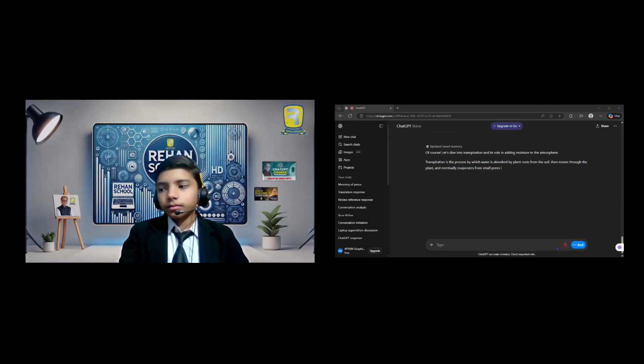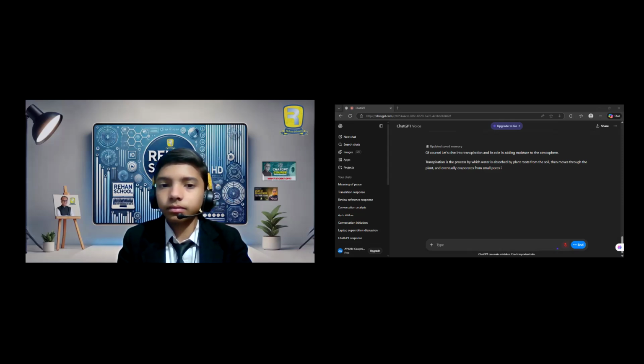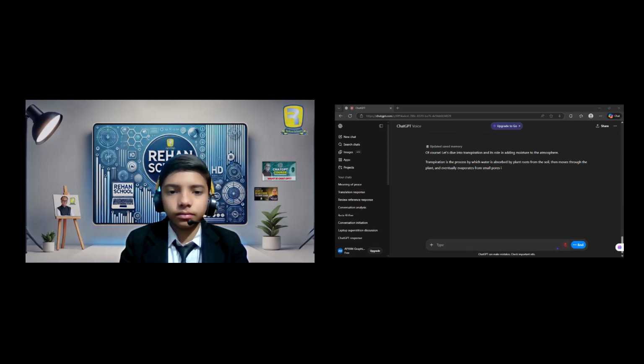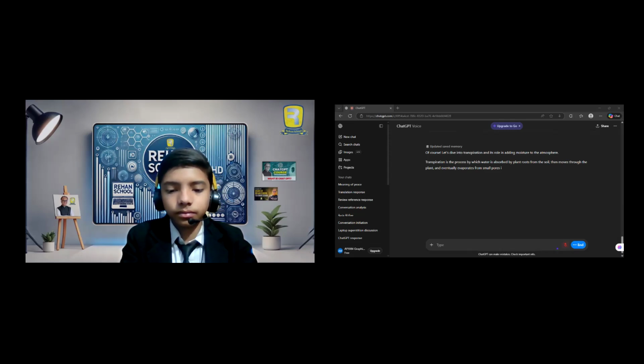Now let's consider the impact of transpiration on the atmosphere. When plants release water vapor, they contribute significantly to the humidity of the air. In fact, it's estimated that a large portion of the moisture in the atmosphere comes from transpiration, especially in forested areas. This moisture contributes to cloud formation when the water vapor rises and cools, eventually condensing into droplets.